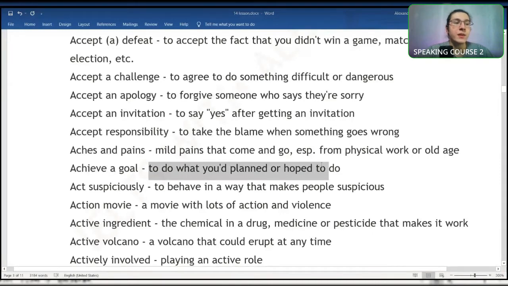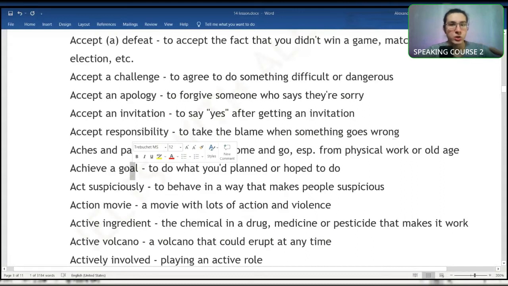You can read the explanations, and I think you will understand what they mean. I'm just going to be giving you example sentences from now on, so we're going to go quickly to do all of them.